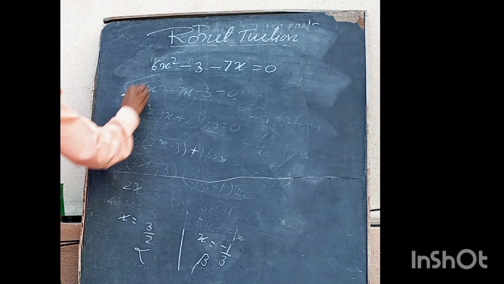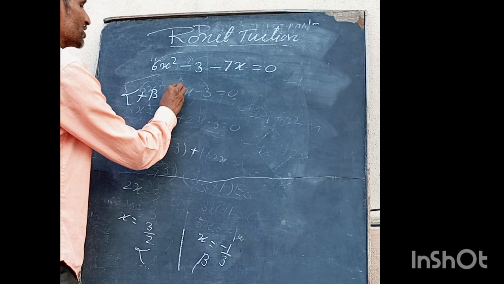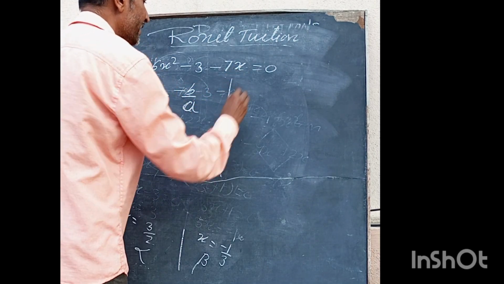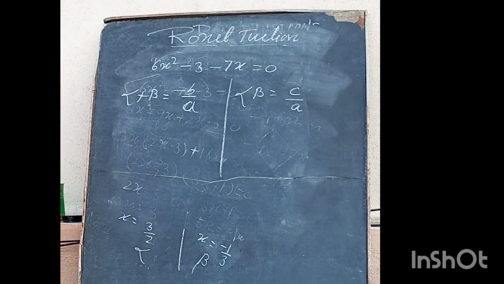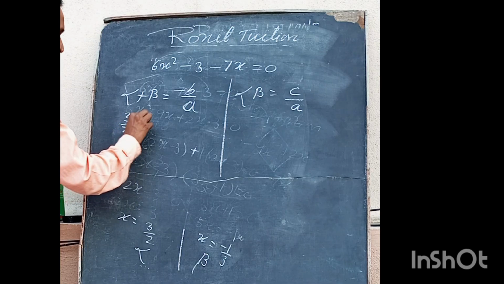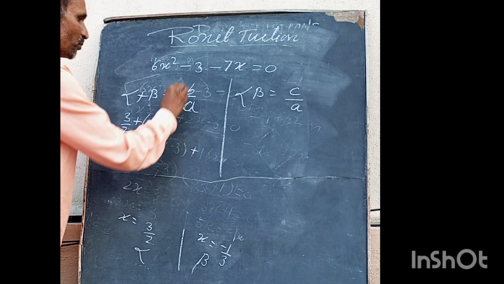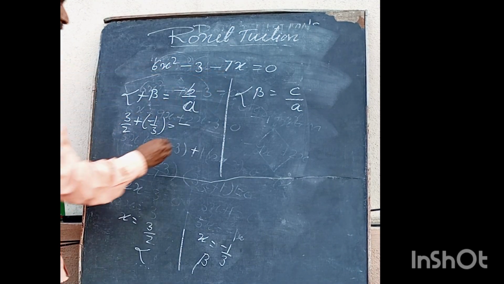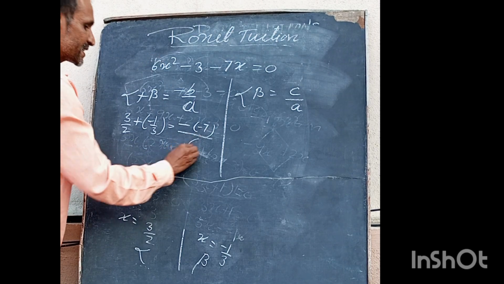The relationship formula, as I said in the previous video: alpha plus beta is equal to minus b by a, and alpha beta is equal to c by a. Alpha we got 3 by 2, plus beta we got minus 1 by 3, is equal to minus b by a. The b value is minus 7, and the a value is 6.